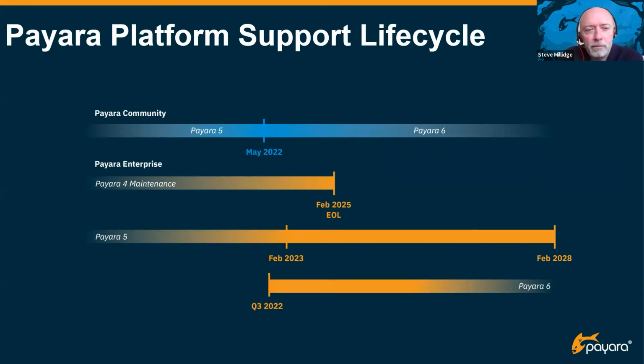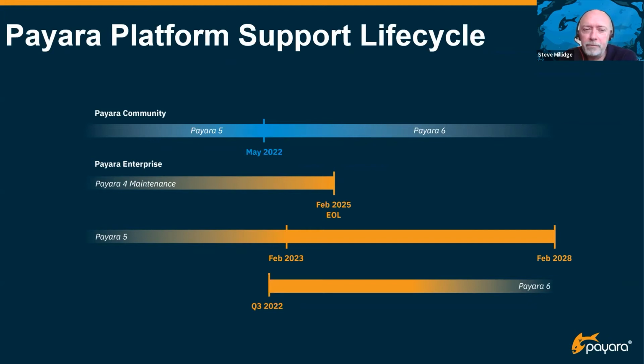For enterprise, Payara 4 is still in support and still in maintenance. That is a Java EE version that can run Java EE7 applications, and it goes end of life in a couple of years. It still supports Java 8, and it goes end of life in 2025, so 3 years yet.